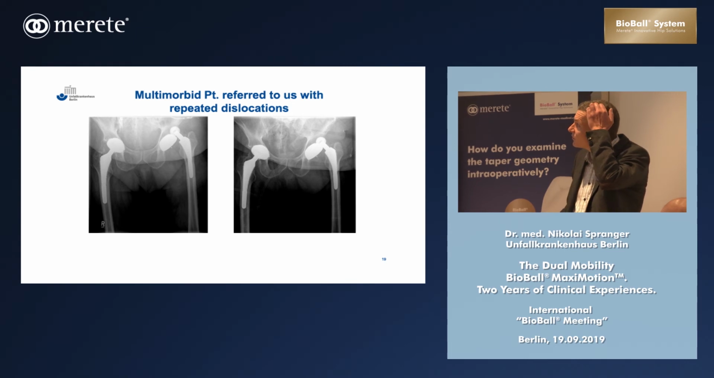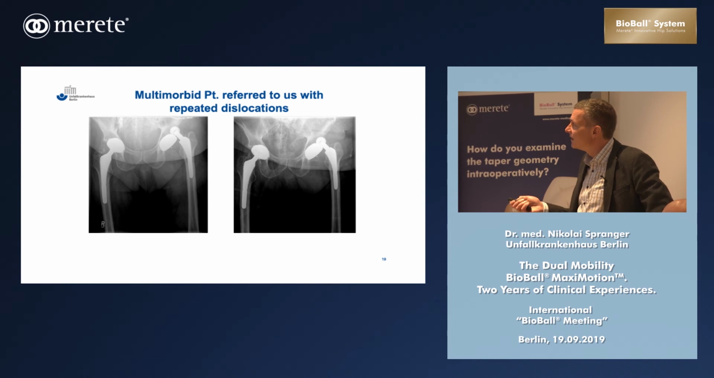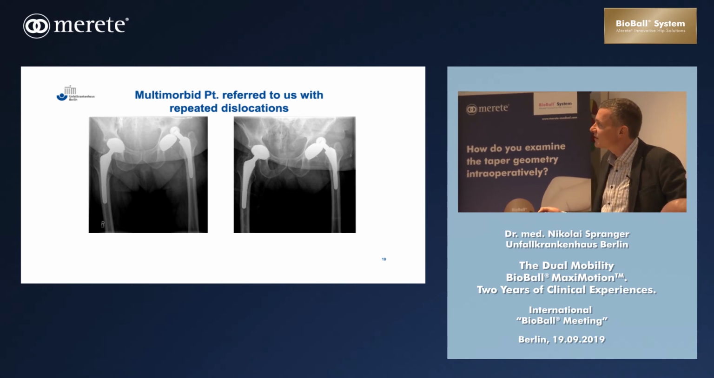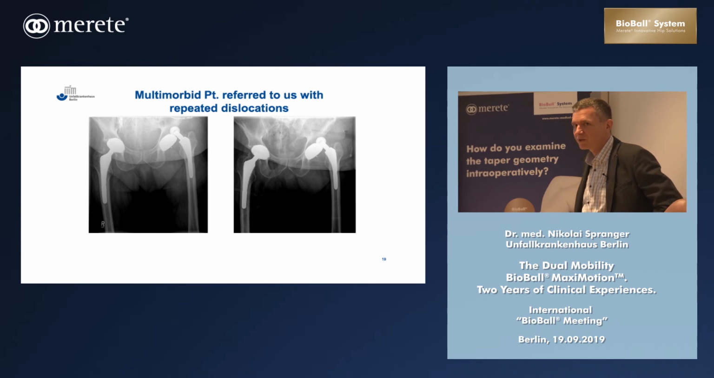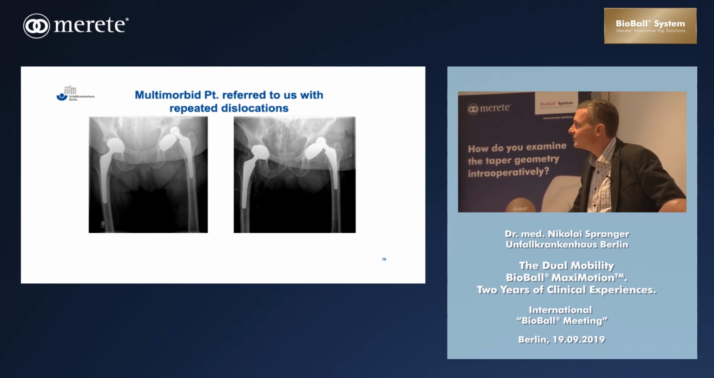This one was referred from another hospital to our unit with a dislocation, with repeated dislocation, with an ASCA prosthesis. Everybody who knows these ASCA prostheses and always tries to get them out of the bone knows that if you try this, mostly all of the femur is gone afterwards because they are very sticky in the bone.